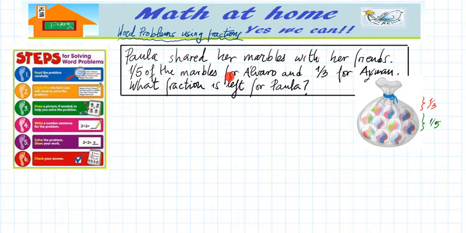One fifth of the marbles are for Alvaro. So one fifth of the marbles are for Alvaro. We are going to underline.